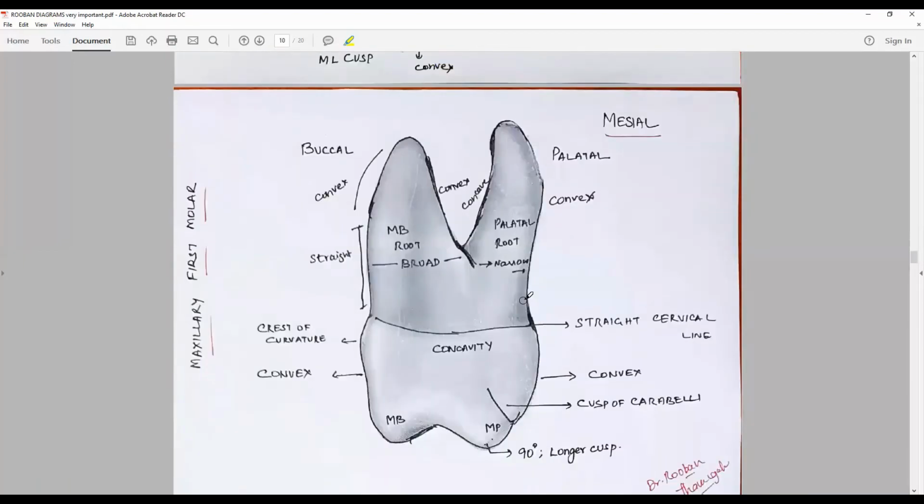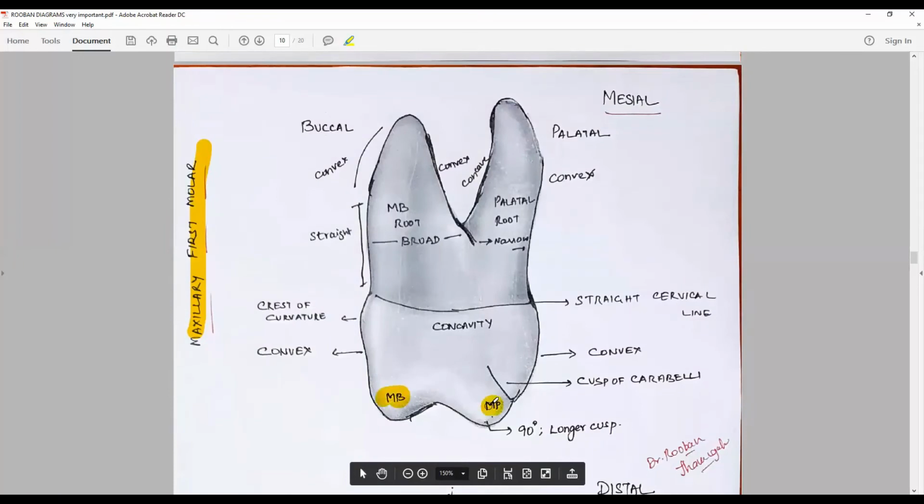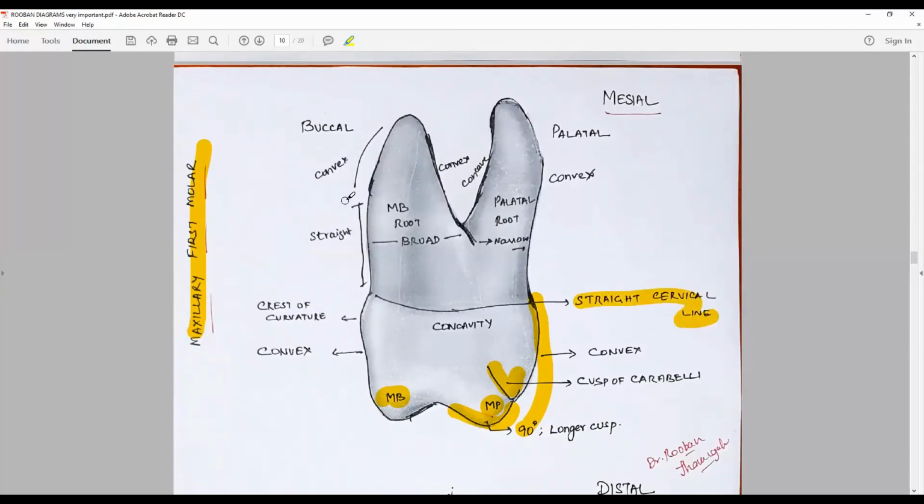Now going on to the mesial surface of the maxillary first molar, we again have two cusps, the mesiobuccal and mesiopalatal. The mesiopalatal cusp is the biggest cusp, and the cuspal ridges meet at 90 degrees here. You'll see the cusp of Carabelli. The surface outline is uniformly convex till the nearly straight cervical line. In the mesiobuccal cusp, the buccal outline is convex with a crest of curvature in the cervical area. Then it is otherwise uniformly convex. You have an area of concavity, a developmental depression, in the crown part.